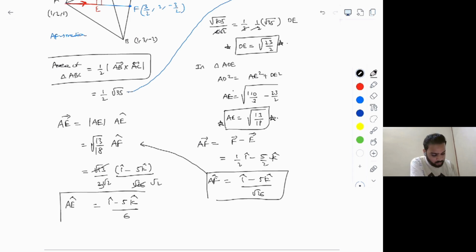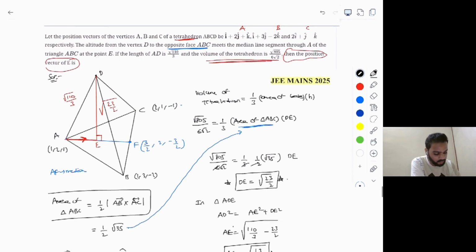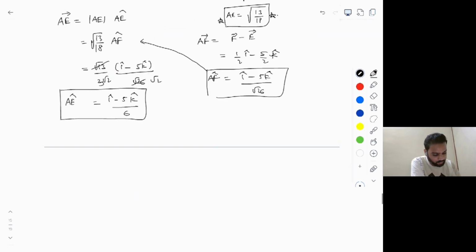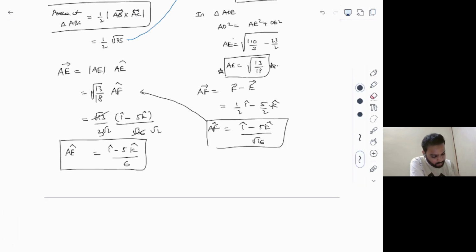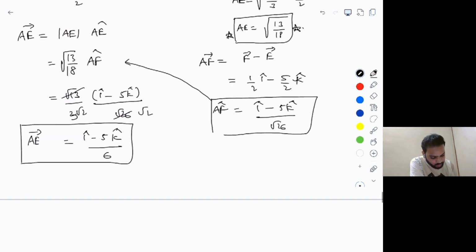Now, here the question is not finding AE cap because our question is finding only E bar, that is position vector of E bar, right? Moreover, this is AE bar, not AE cap, sorry. The reason behind finding AE bar is because I can write down this AE bar as E bar minus A bar, which is equals to I cap minus 5K cap divided by 6.